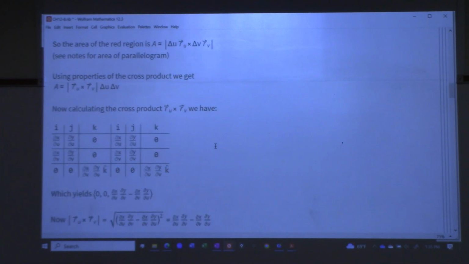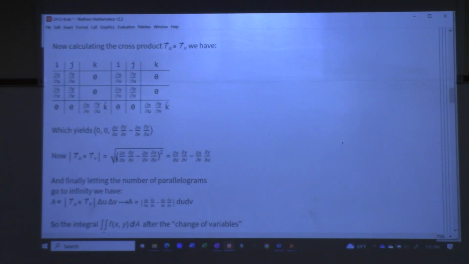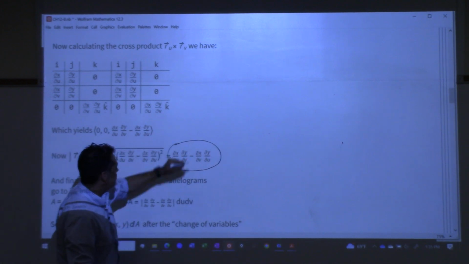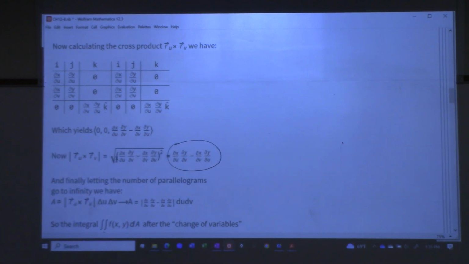See, this is the theory. I'm not getting into the real details of this, all right? We do the cross product of the two partials, and when we do that, at the very end, we get this right here. And that right there is going to be the important part of this.